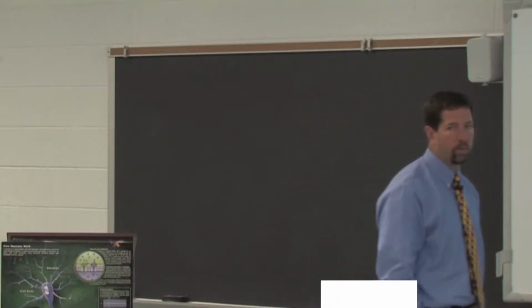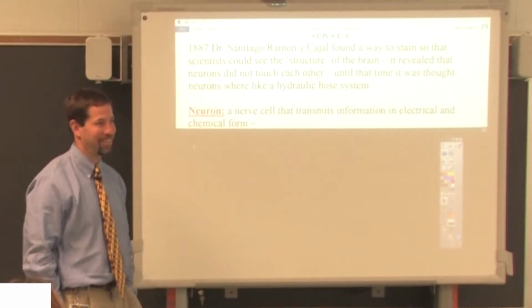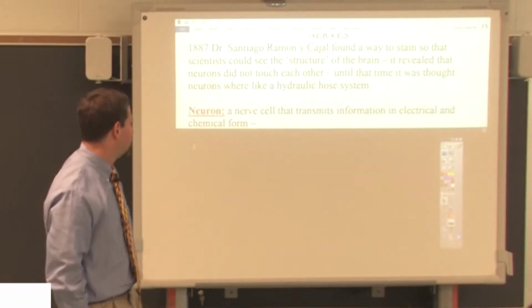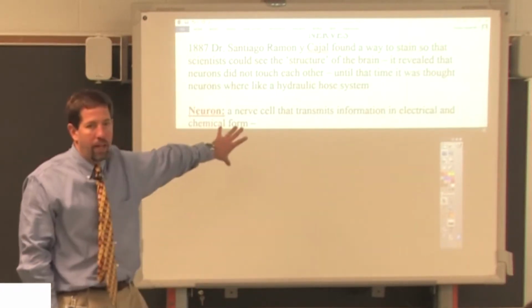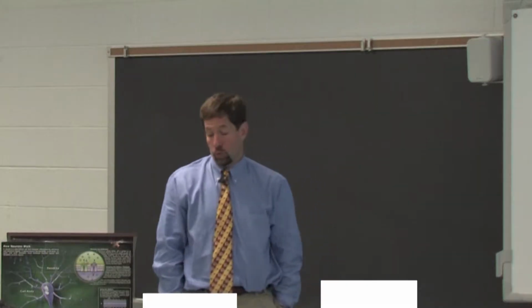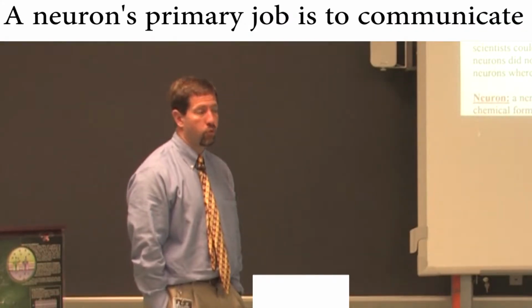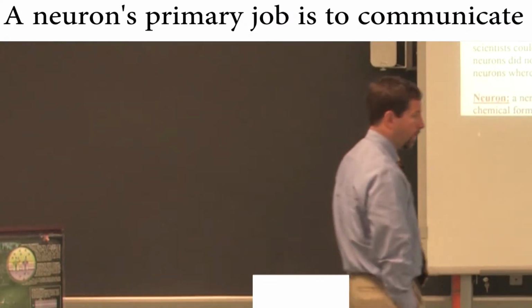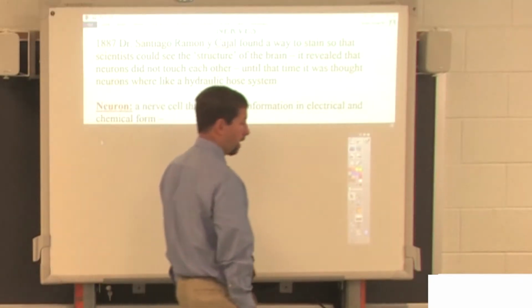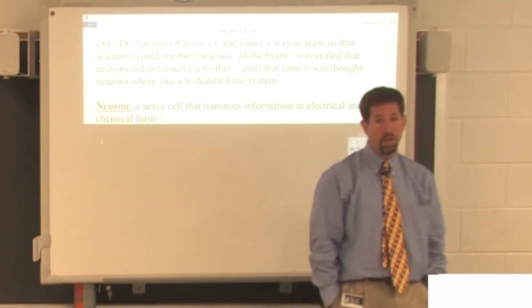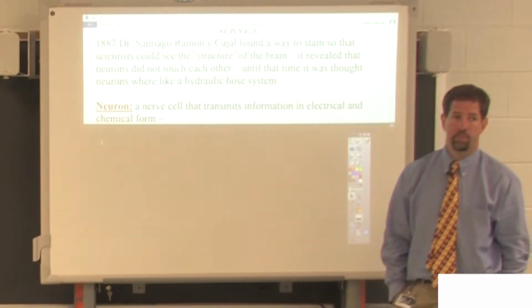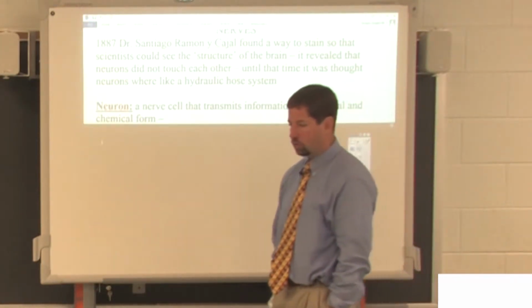A lot of you are struggling. You all right? All right, so let's check it out. A neuron is basically defined as a nerve cell. That's what it is. What does it do? Its primary goal is to communicate. How does it communicate? Chemically and electrically.